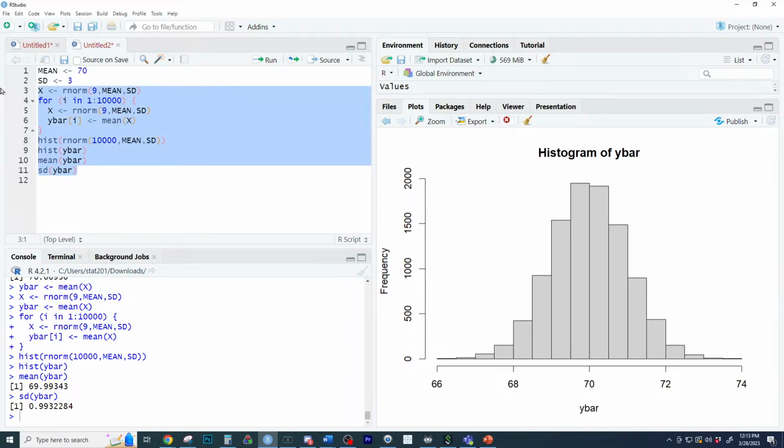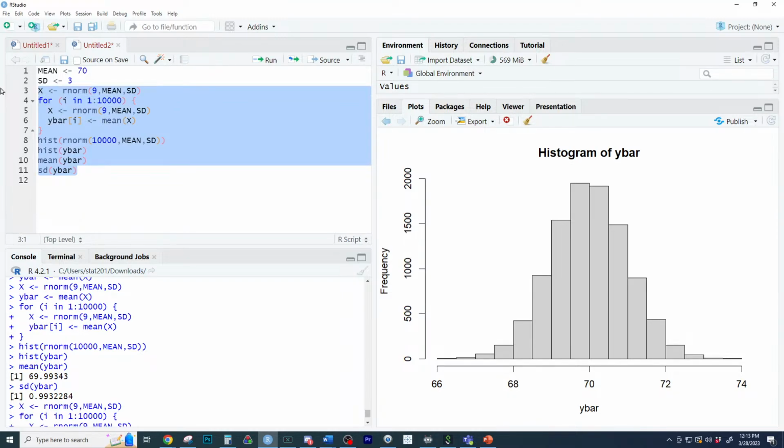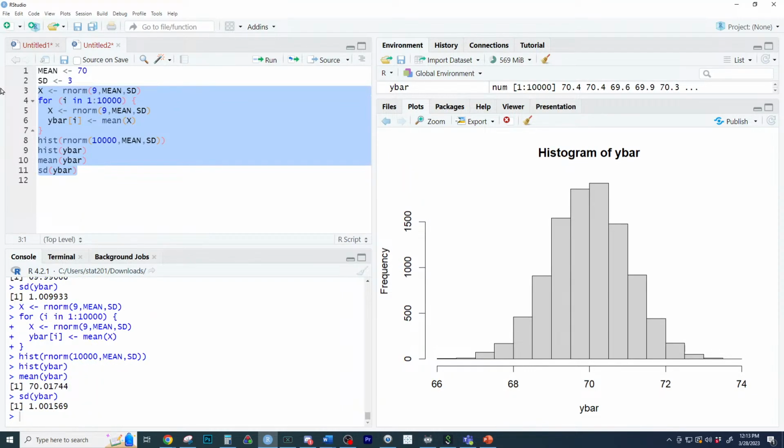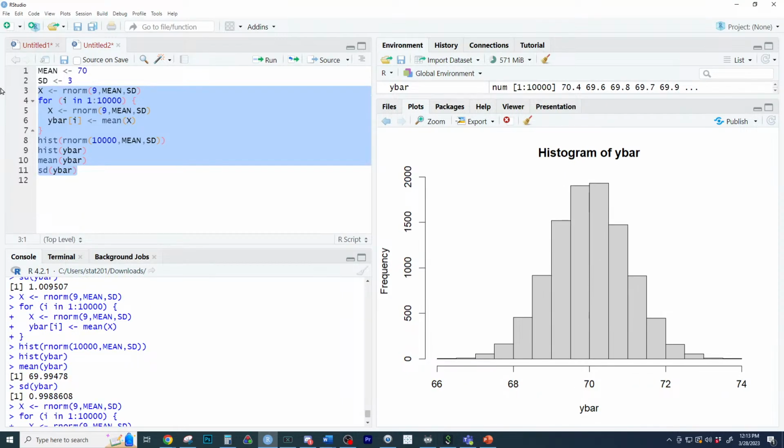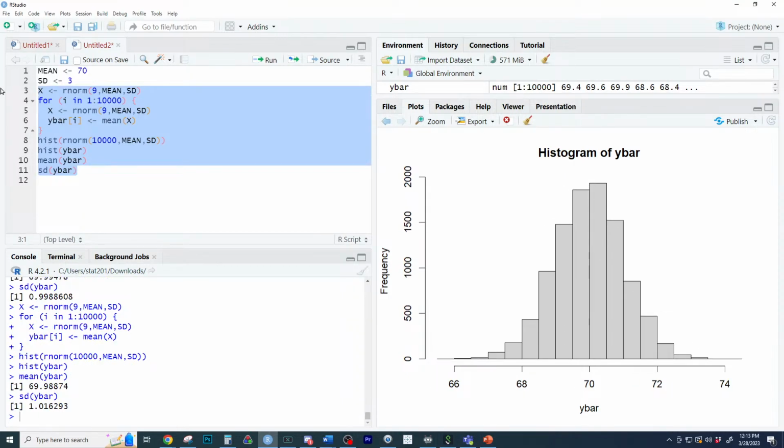And here's a different simulation. If we just rerun it, we will get very similar values. You see now it's basically 70 and 1. So you're going to get about 70 and 1 every time you do the simulation. Did that help any, Sloan? This is what they're doing with their simulation. This was 10,000 simulations of a sample size of 9.